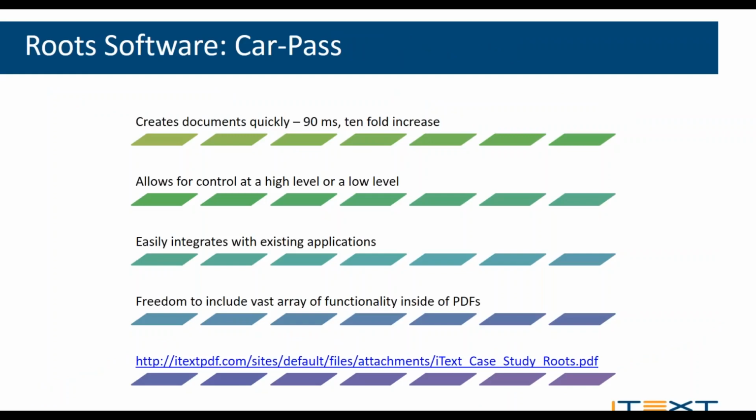The next use case was Roots Software, and they were working on an application called CarPass. So CarPass was an application that helped to make sure that there were not fraudulent odometer readings for used cars in Belgium. They had a certificate process, and while it was going well, they were having problems with scalability. So they found that they weren't able to create them fast enough, and they brought in iText to help with that problem. Once they brought in iText, they were able to affect a 10 times increase in speed, and they were able to create 10 certificates in the time that it took to create one previously.